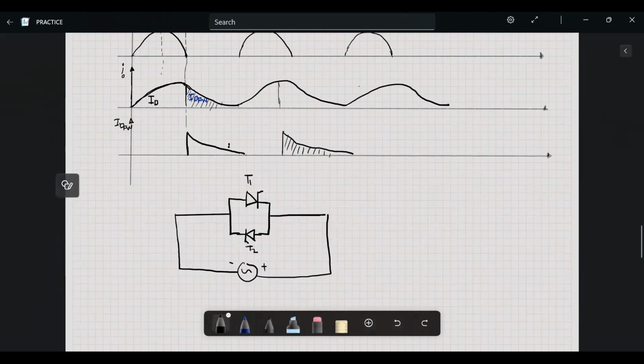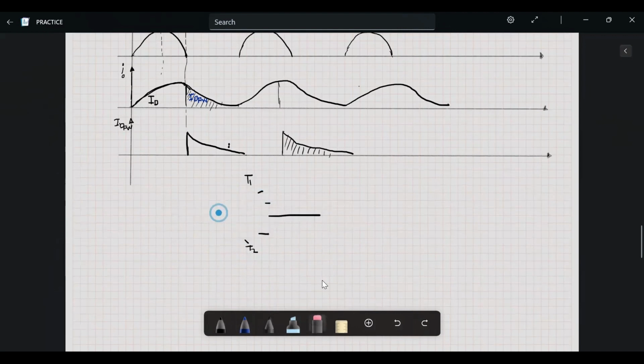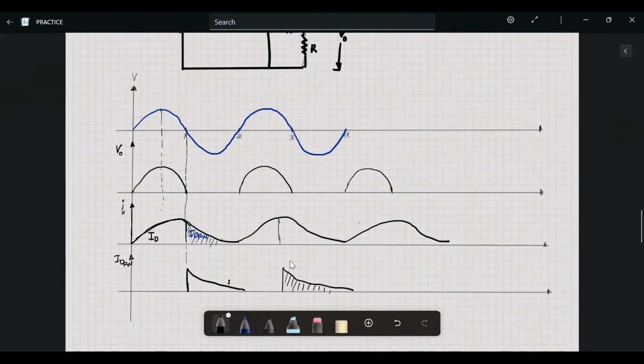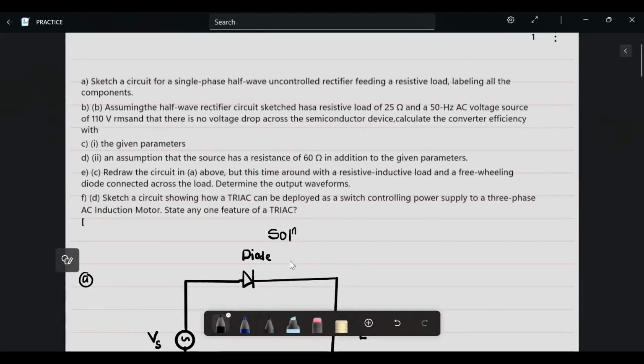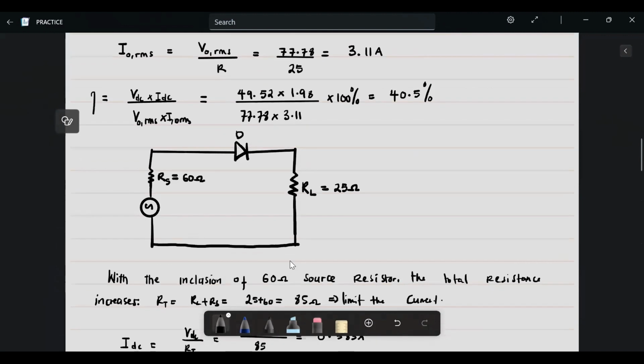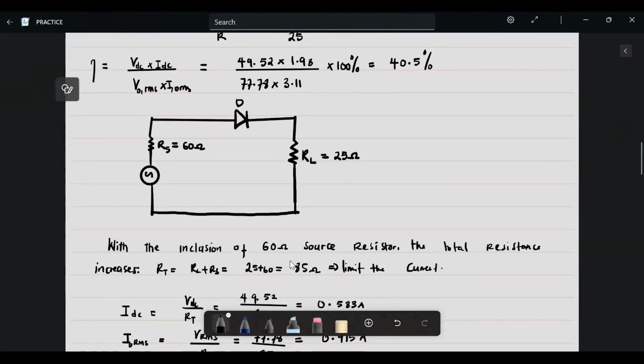Now this is a single phase. For 3-phase, we need to have 3 of these, with a 3-phase source. So how is it going to look now? We're trying to control the motor. Let me go back to the question. It says, sketch a circuit showing how a TRIAC can be deployed as a switch controlling power supply to a 3-phase AC induction motor. So now we are going to have a motor. We need to have 3 TRIACs since we have 3-phase.